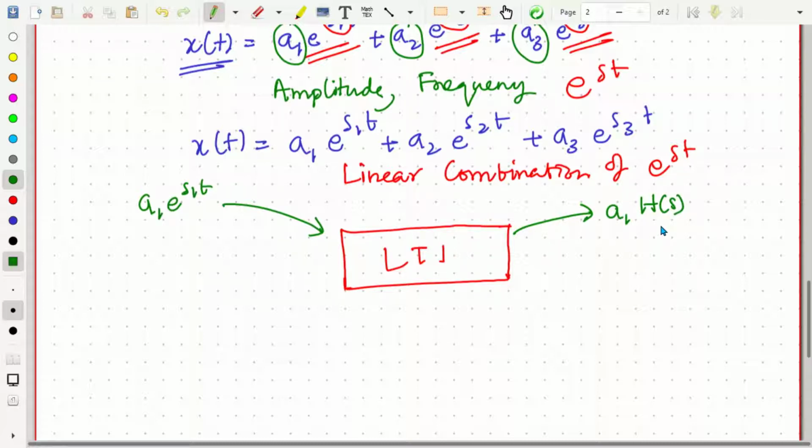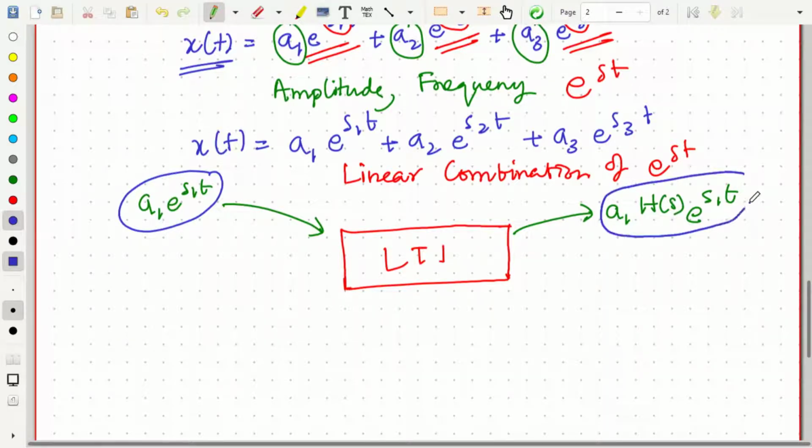This is a modifier. This is the amplitude changer, right? With respect to this value, the amplitude of e power st will be changed in the output, but you will get e power s1t in the output also. That is what we were trying to explain in the first video, right? Since e power st is the eigenfunction, the output also will be e power s1t, right? Only the amplitude will be modified, right? So for this first a1 e power s1t, you will get a1 h of s into e power s1t, right?